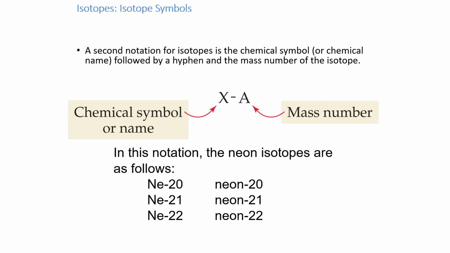And as I mentioned, this is a different way of indicating, so you'd put the chemical symbol and the mass number. So neon 20, you can also write out the word neon and put -20. So there's different ways that we can indicate isotopes.